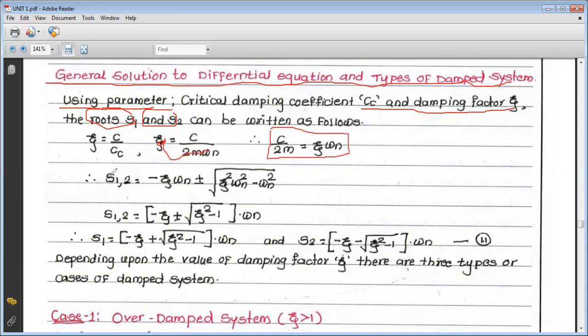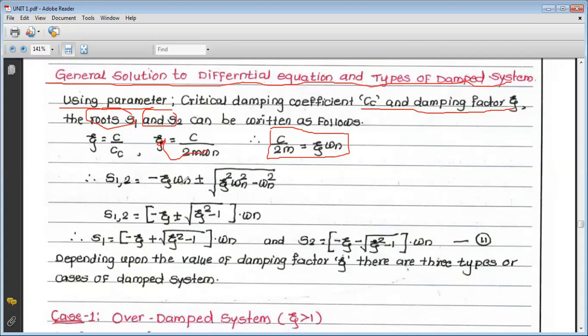So what are the roots of our equation? S1,2 is equal to minus C upon 2m, and C upon 2m is zeta omega n. So minus zeta omega n plus or minus the square root of C upon 2m squared, that is zeta square omega n square, minus k by m. And k by m is nothing but omega n square.